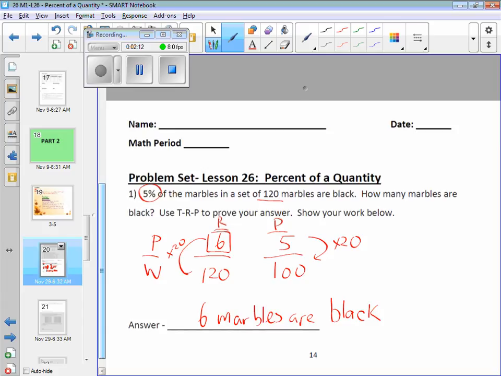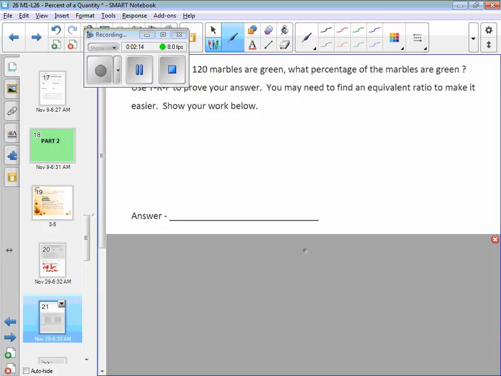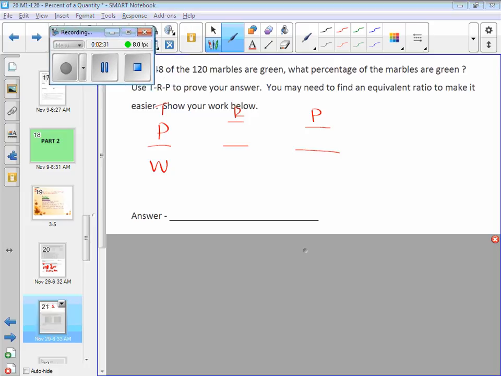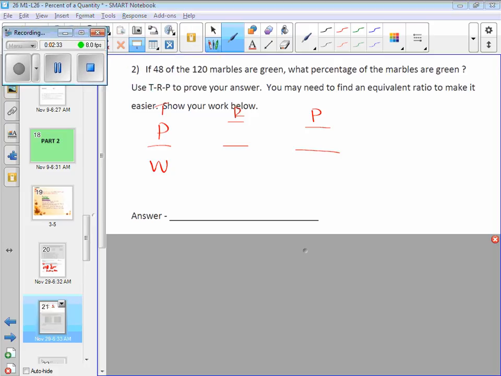Okay, so now go to this. Here's where you do need to scale down. The model's still exactly the same as it always is. Part over whole. That's your template. Ratio and percent. Do they give you a percent for this question? Do they give it to you? They do not. They're asking you to find what percentage.